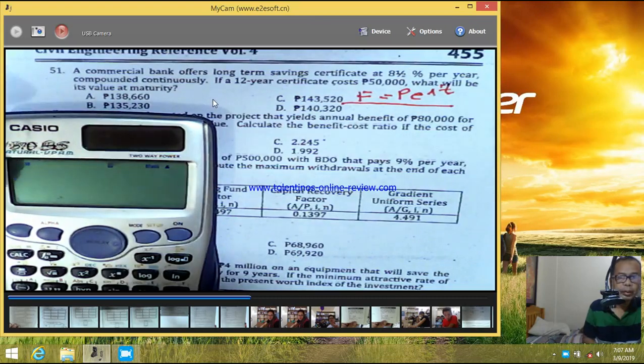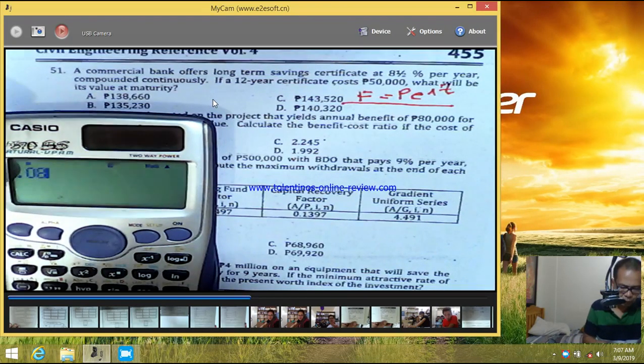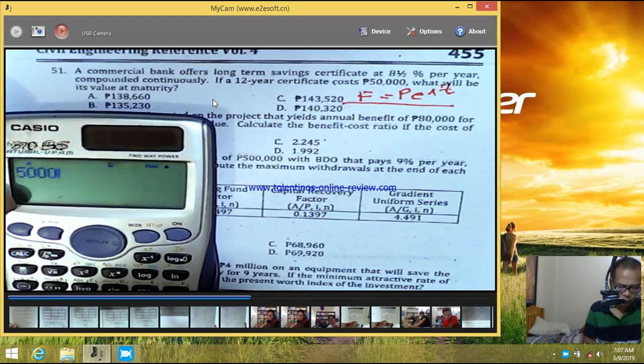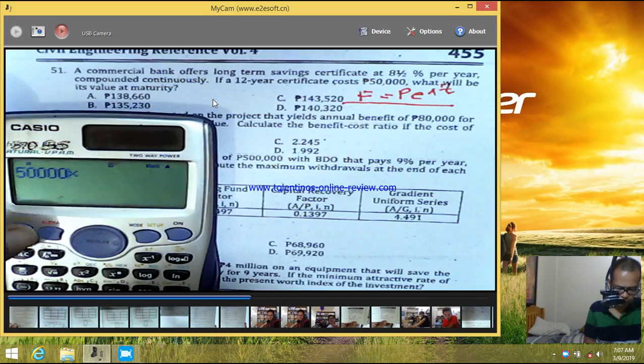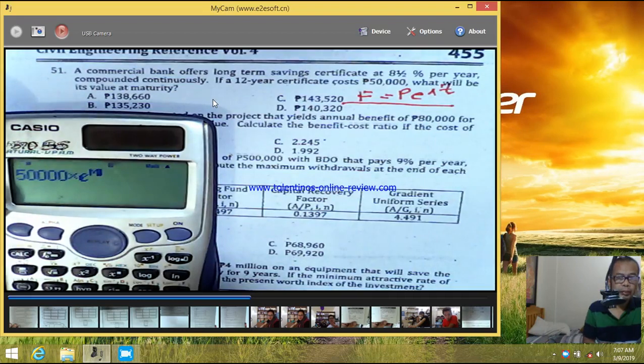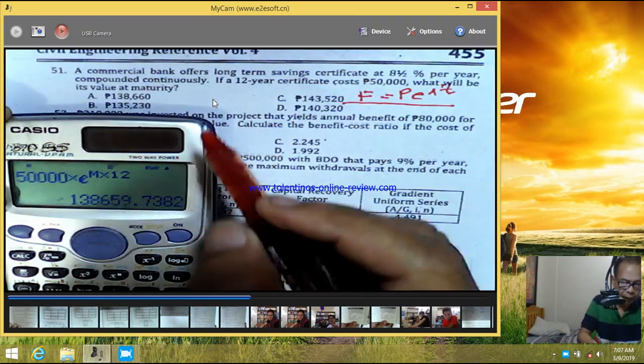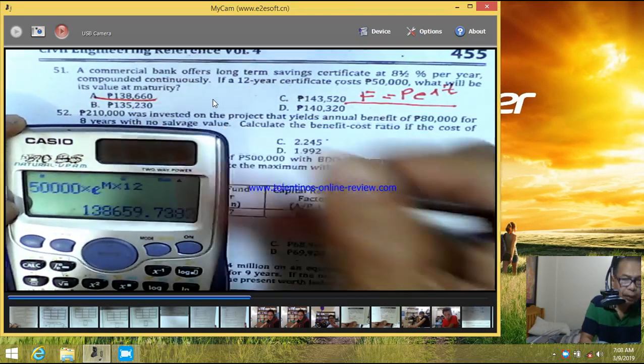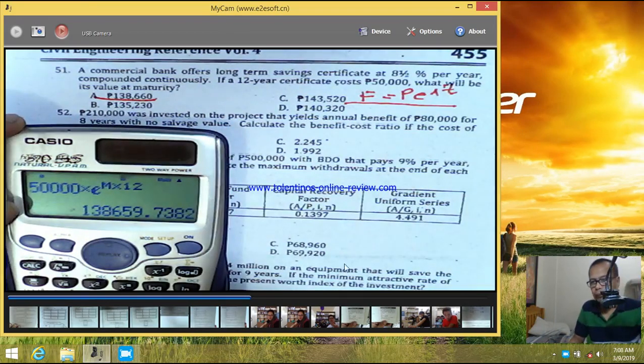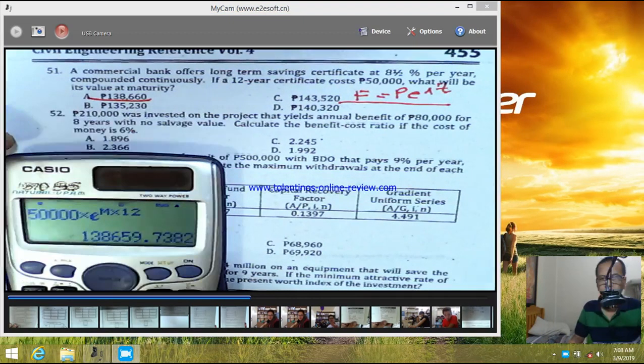So just compute 0.085. Store that in a variable, let's say M, that's the interest. Then we just compute 50,000 times alpha E raised to the M times how many years? That is 12. So the answer is 100,138,000. This is the closest. Alright.